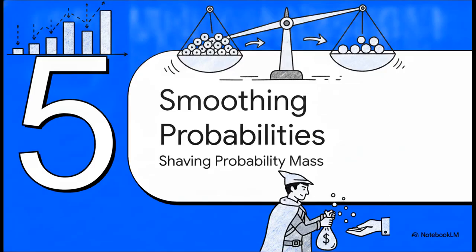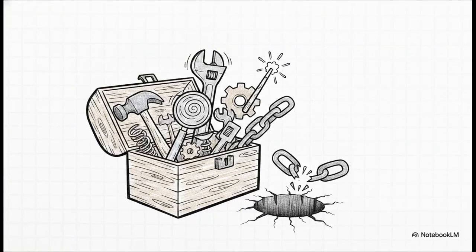Which leads us to our final section, part 5, smoothing the probabilities, or shaving off probability mass. To solve this sparsity issue, we use techniques called smoothing. I like to think of it as playing Robin Hood with math. We basically shave off a tiny bit of probability mass from the rich, frequent events in our data, and we redistribute it to the poor, unseen, zero-count events. We have a whole arsenal of smoothing algorithms at our disposal to fix this zero problem, ranging from simple addition to complex context weighting. Let's look at how a couple of these actually work in practice.